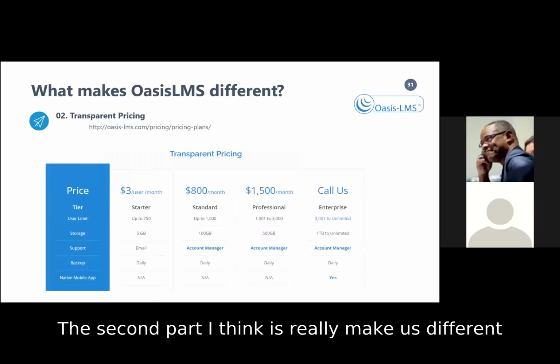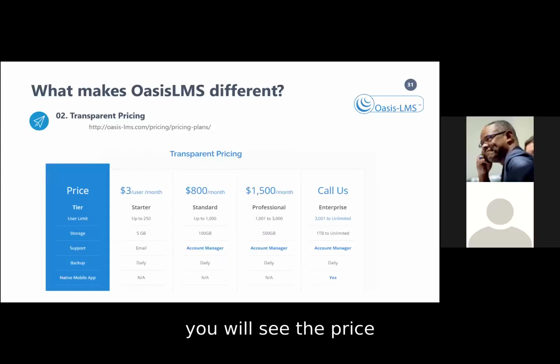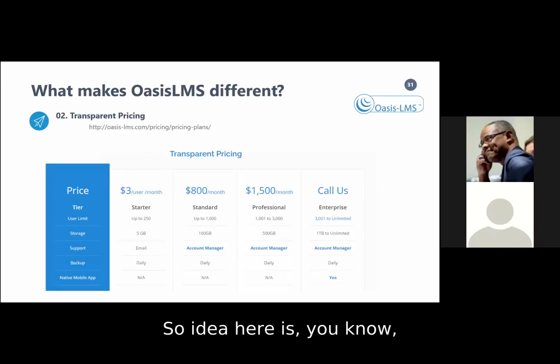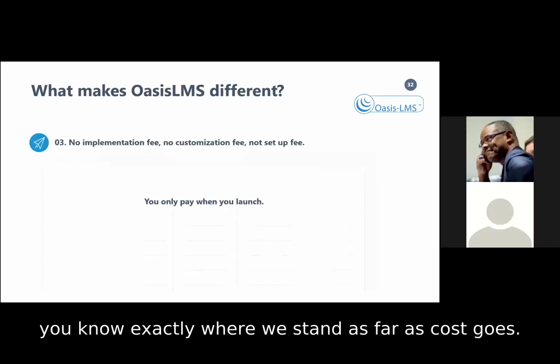The second part I think really makes us different is we have very transparent pricing. You go to our website, you will see a pricing link. You can go there, you will see the price that every single client of ours pays. Our enterprise tier is just a scale up, pricing wise, of the professional tier. So the idea here is, if cost is a concern, you know exactly where we stand as far as cost goes.